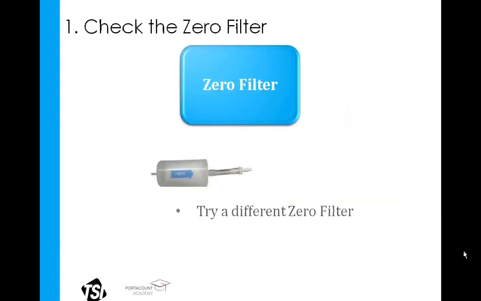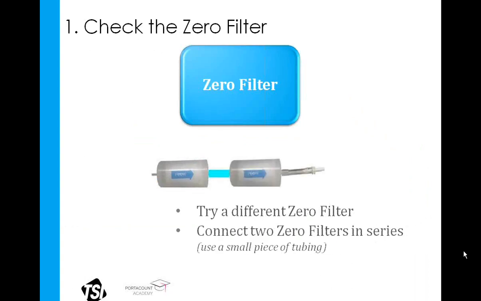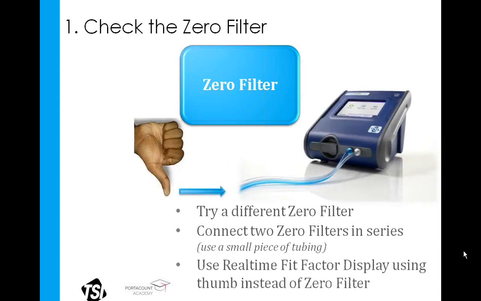The first step in troubleshooting the zero check is to look at the zero filter, also called the HEPA filter. You may want to simply try a different zero filter. Two should have been included with each PortaCount unit. You might also try connecting two filters back to back, using a small piece of the blue tubing, for example.